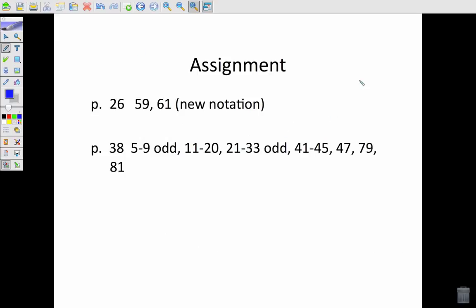All right, that's how you find relative min and max, and we did a little bit with domain and increasing and decreasing today. This is your assignment.